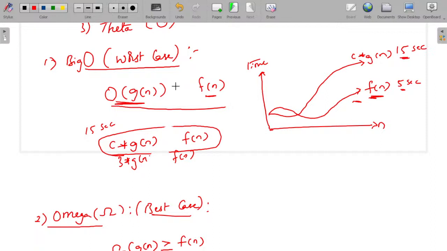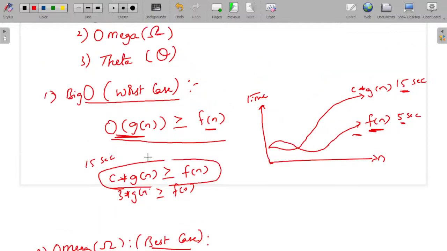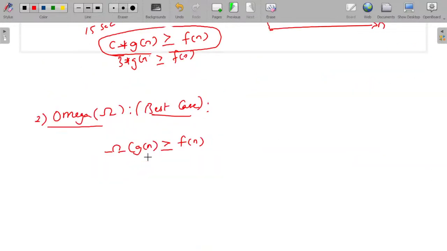So big O of g of n is always bigger than f of n. Here, if you see, f of n is smaller than big O of g of n. So big O of g of n is always bigger than f of n, the reality time. It is always going to take more time than the reality time. As I said, the worst case scenario is going to take big O of n, so it is always bigger than the reality time. I said that it is the best case scenario, right?